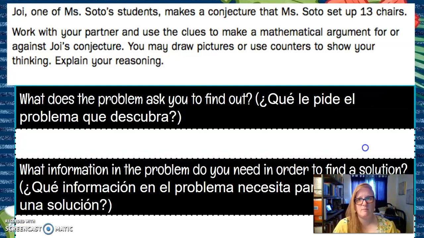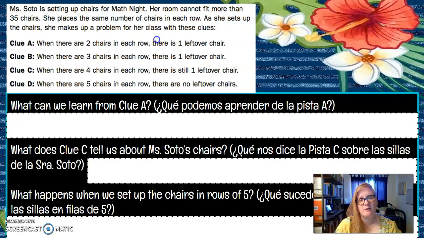So, Joy, we already went over this. She believes that she set up 13 chairs. What does the problem ask you to find out? Okay. And your answer is right here. What information in the problem do you need in order to find the solution? What can we learn from clue A? Clue A says when there are 2 chairs in each row, there is 1 left over. What does that tell you about what the number needs to be? What does clue C tell us about Miss Soto's chairs? Clue C says when there are 4 chairs in each row, there is still 1 leftover chair. What happens when we set up the chairs in rows of 5? Clue D says when there are 5 chairs in each row, there are no leftover chairs.